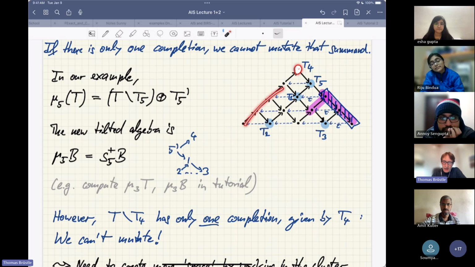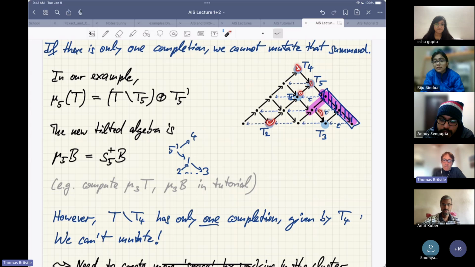I cannot put this anywhere here nor here, and this region was already forbidden. There's no space left in the category of representations. I cannot replace it by anybody else. So if I look at these 4 summands and I want to replace it, there's only one completion possible. This is bad news for cluster tilting because we would like to consider these 5 and define a mutation.